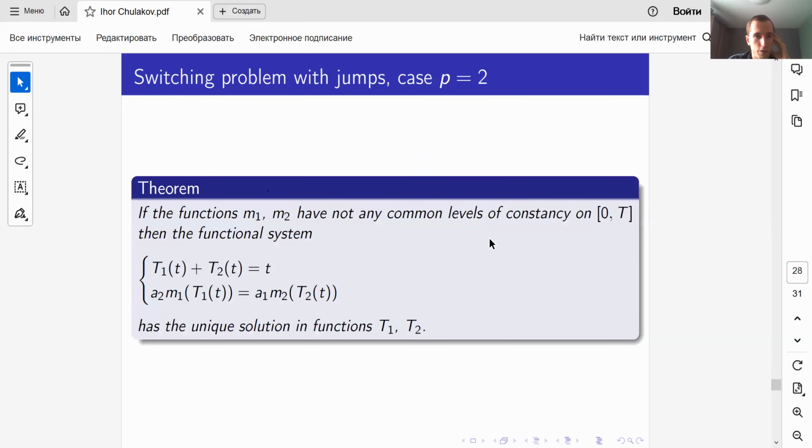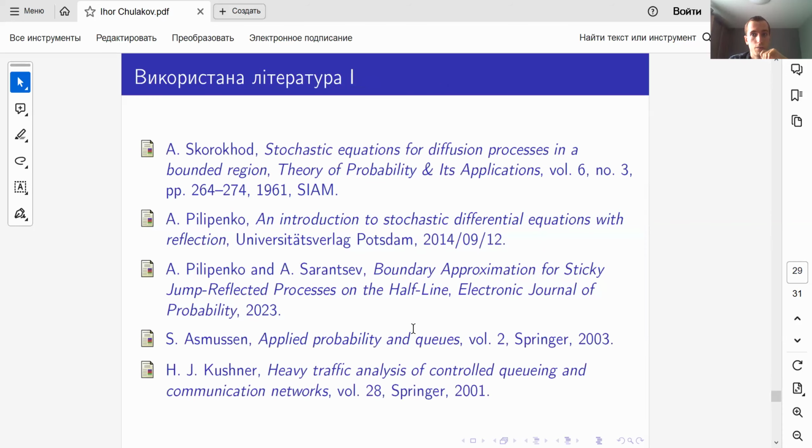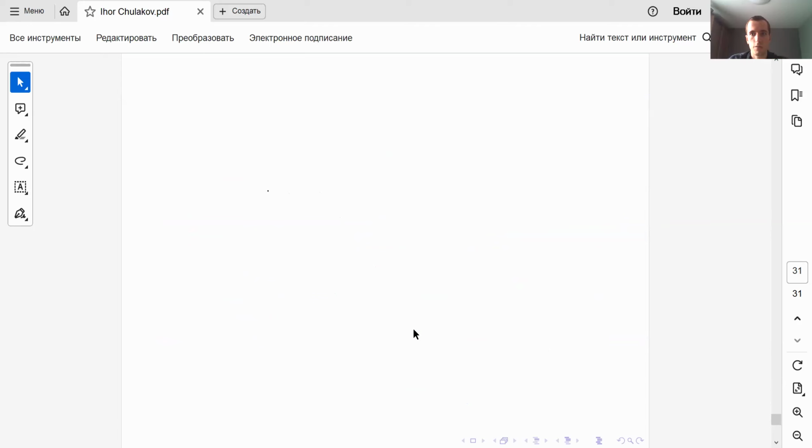And here I want to present some result that we have for the case p equals 2. The theorem: if the functions m1, m2, the running minimum of function x1 and the running minimum of function x2, do not have any common levels of constancy on [0,t], then the functional system has a unique solution in functions t1, t2. That's all. Thank you for your attention. I'm waiting for your questions.